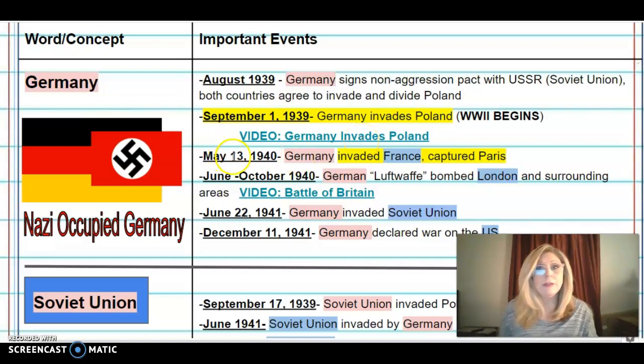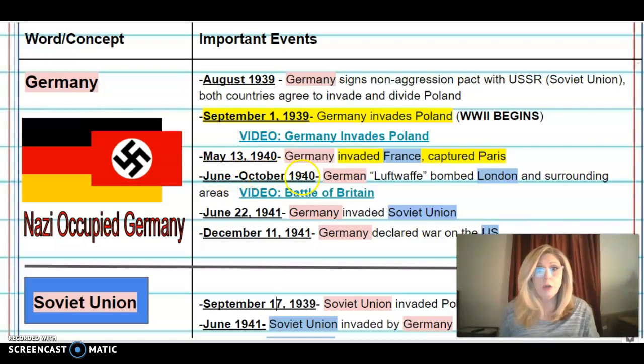So on May 13th, 1940, Germany invades France, and they capture Paris. So some of you may have heard of the port of Dunkirk there in France, where a lot of the French soldiers escaped to try to get away from the German army and were successful in getting rescue boats across the English Channel over to Great Britain, where they could join with the British Army and continue fighting.